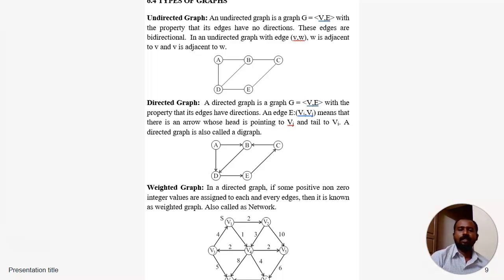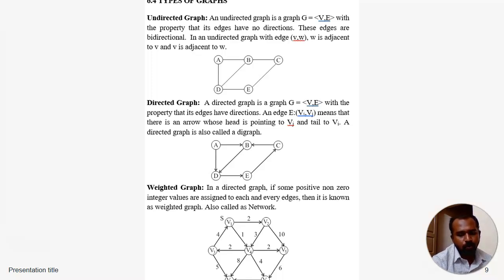What is meant by a weighted graph? In a directed graph, if some positive non-zero integer values are assigned to each and every edge, then it is known as a weighted graph, also called a network. This is the example of a weighted graph. The nodes are v1, v2, v3, v4, v5, v6, v7. v1 is connected to v2, the weight is 2.